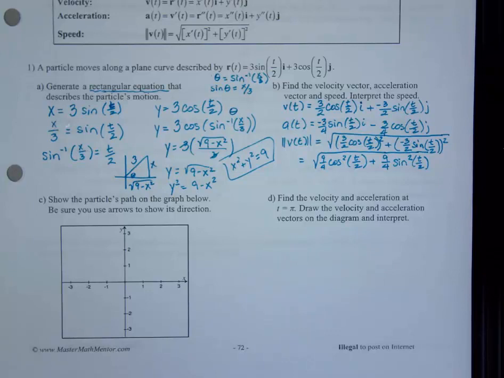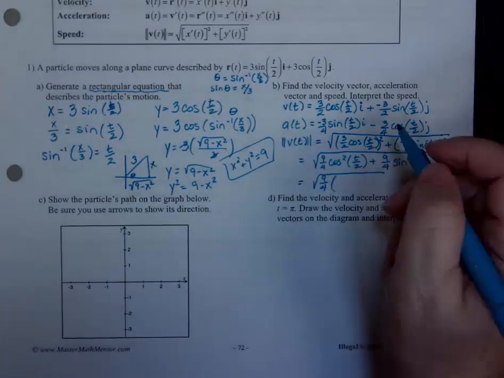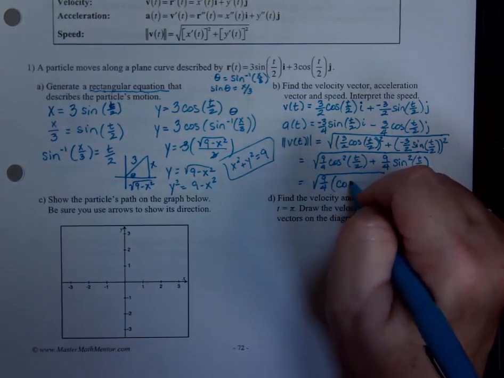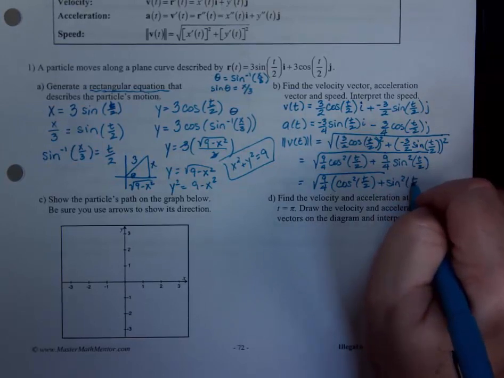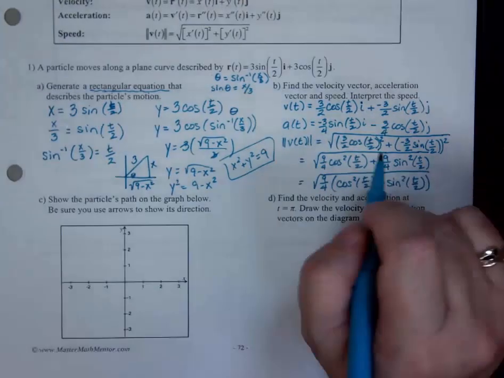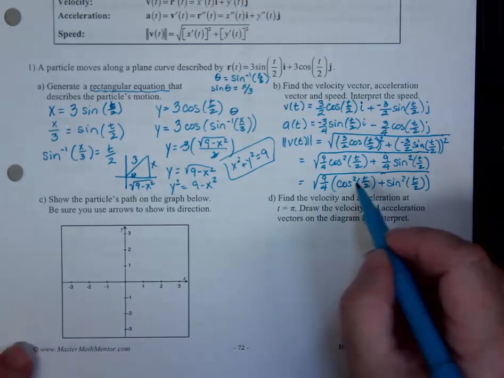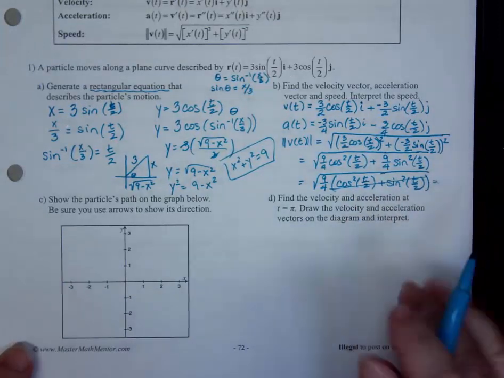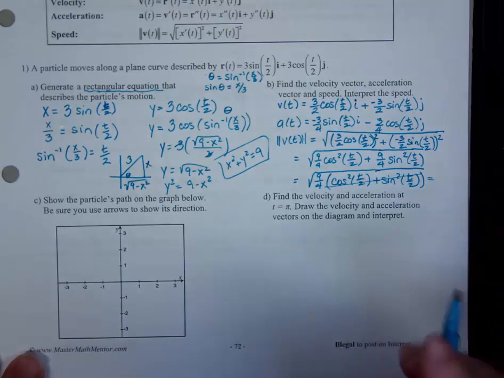This can clean up. You may not see it yet, but as soon as I do one step, you're going to go, oh, okay. Take out the 9/4. Watch what happens when I do. 9/4 factored out leaves cosine squared of t over 2 plus sine squared of t over 2, and that equals 1, doesn't it? Yes. So I can get rid of that mess. So what is my answer? The square root of 9/4, which is 3/2.